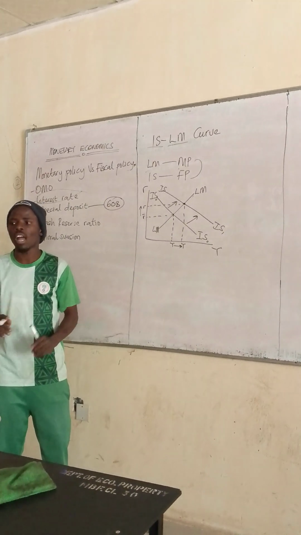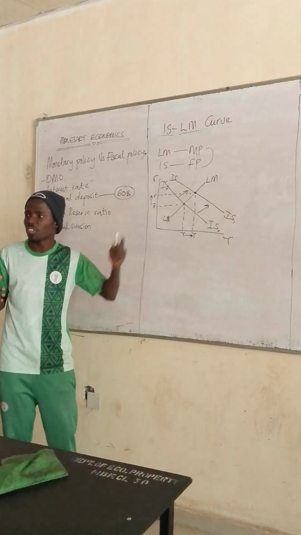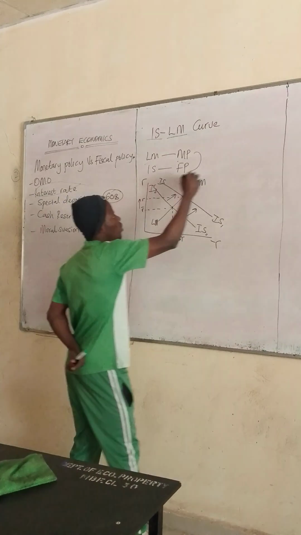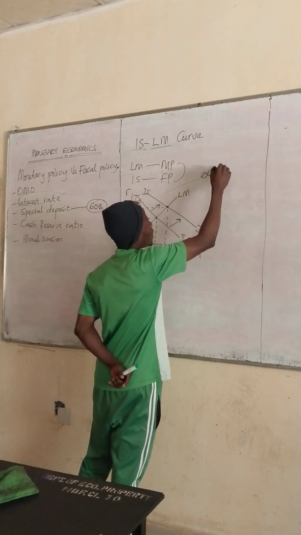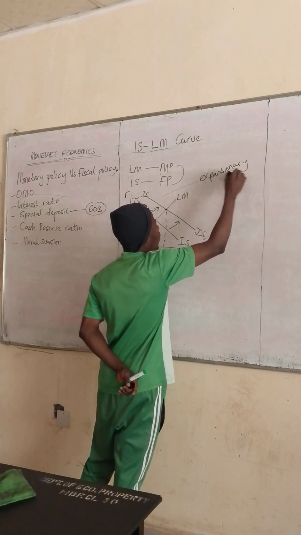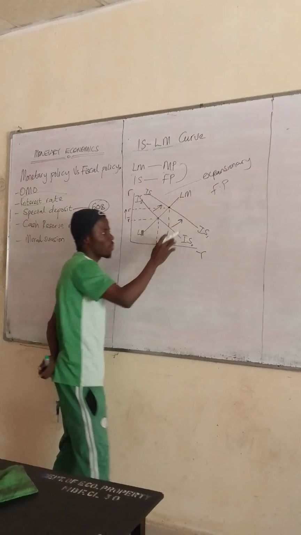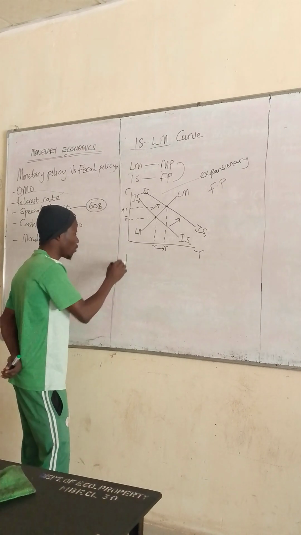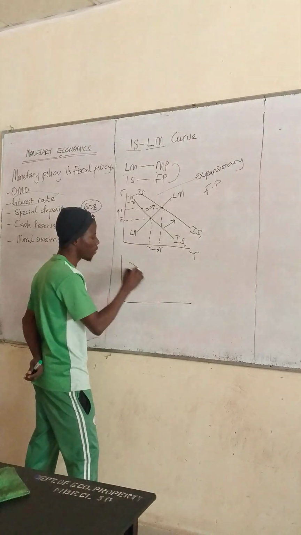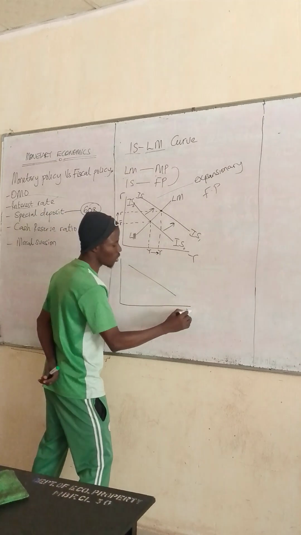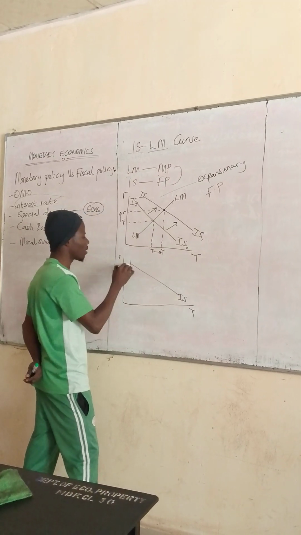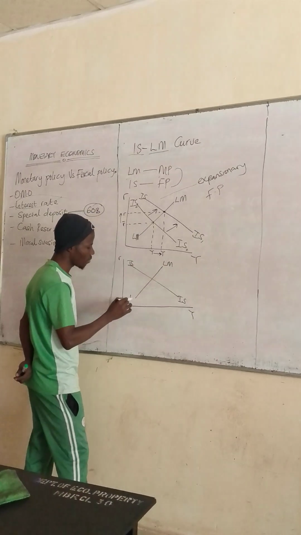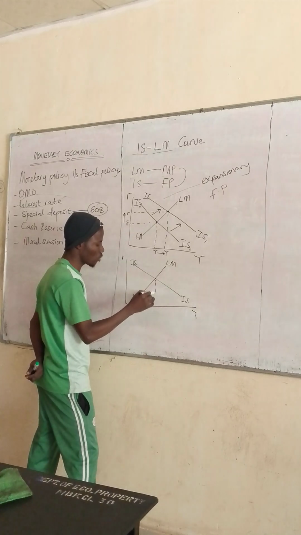And at the same time, we can also have contractionary fiscal policy when we go back. Are we understanding? This one is expansionary fiscal policy. You know that fiscal policy is IS. Then you can also have contractionary. The first thing you do is to draw the graph. Interest rate and income, with IS and LM. So the point of intersection.